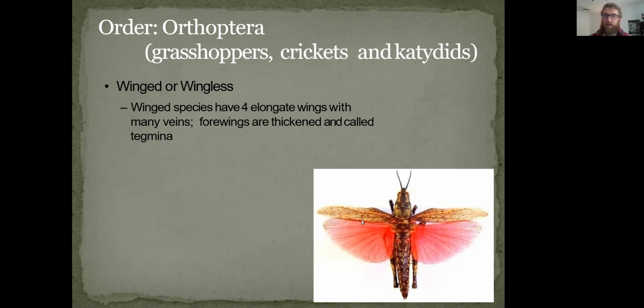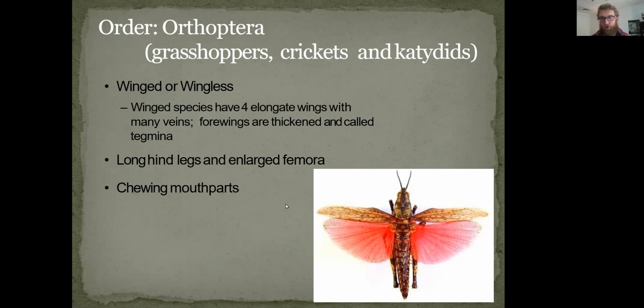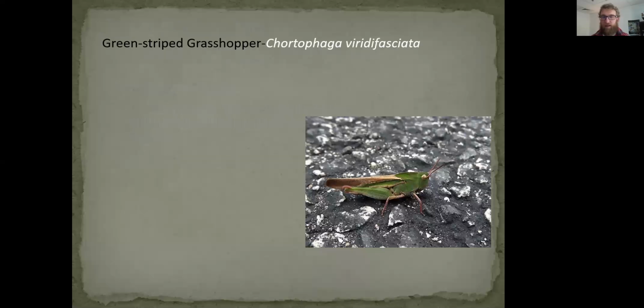If they do have wings, they have this hardened forewing, which is the tegmina, and that's protecting the back wings because they're down in the grass, vegetation a lot. They want to protect those so they can still fly. And they've all got these long hind legs and enlarged femora, which is obviously for jumping. Most of them jump pretty well. Some of them are crawlers more than jumpers, but they've all got these big back legs. And of course, chewing mouth parts, known for eating a lot of vegetation.